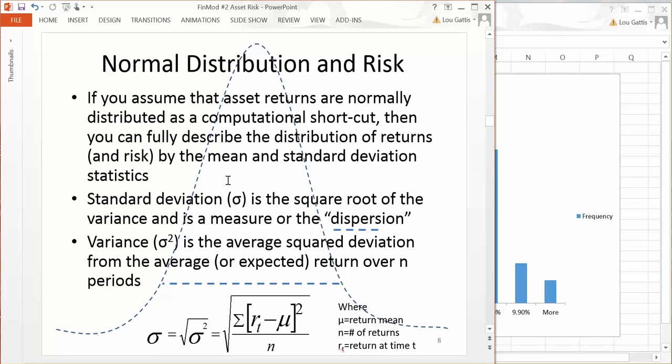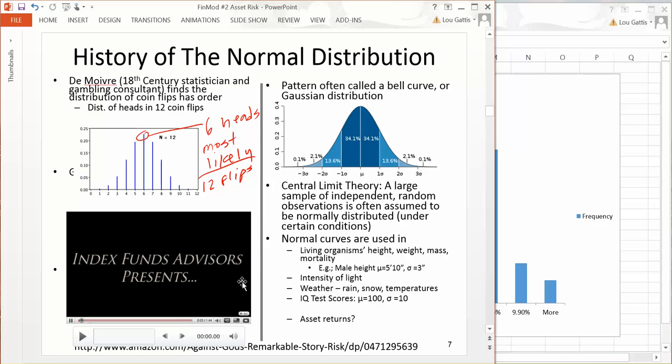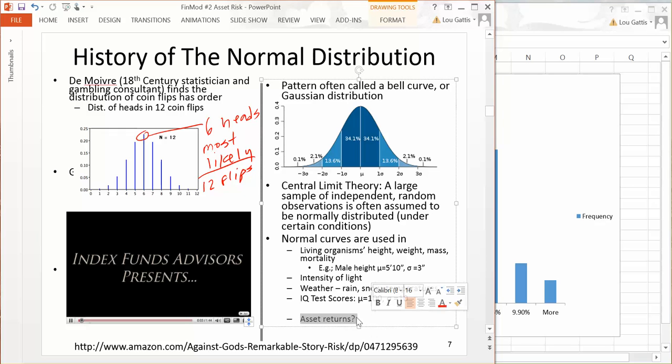So if you assume an asset is normally distributed, just like human heights and physical phenomena like intensity of light and weather and rain and snowfall and things like that, and coin flips, finance kind of hijacked this math, or borrowed it, and said, well, if I assume that asset returns are normally distributed, then I can answer a lot of questions.